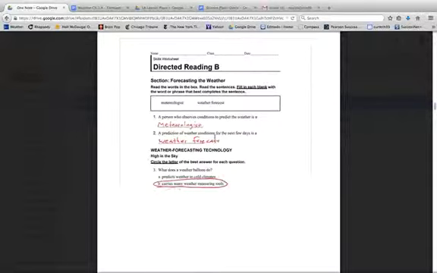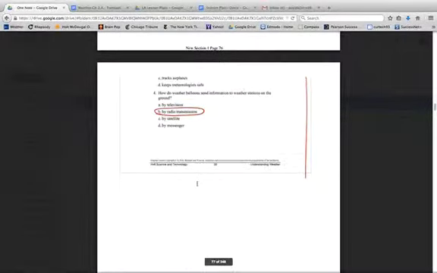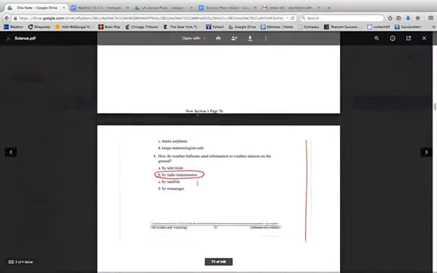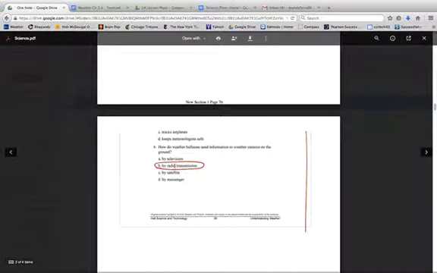Two is a weather forecast. That's the prediction of weather conditions for the next few days. Three is a weather balloon carries many weather measuring tools. Four, how do weather balloons send information to weather stations on the ground? By radio transmission.